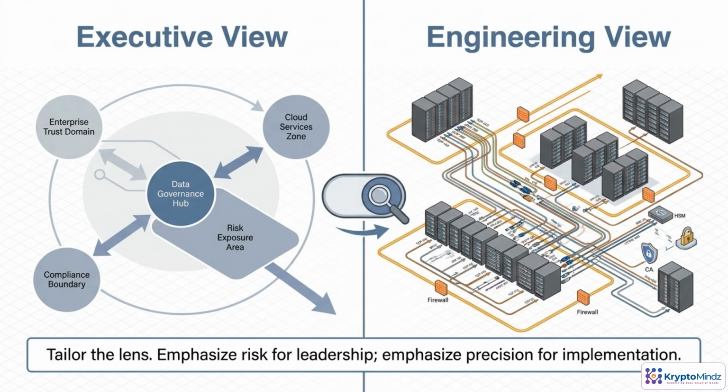When you communicate PKI designs, you're really choosing between two lenses, not two different truths. For executives, stay at the trust and risk level. Focus on business impact. What sits inside the trust domain? What is outside the compliance boundary? Where does risk concentrate? And how does the design reduce the chance and blast radius of a PKI incident? For engineers, zoom into flows and specifics. CA placement, HSM usage, firewalls, protocols, and dependencies. Your job is to translate cleanly between these views so decisions, funding, and implementation stay aligned.